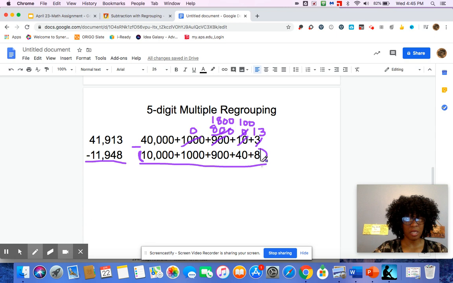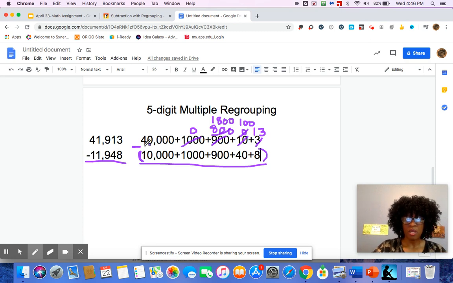We have 13 minus 8, we can do that. 100 minus 40, we can do that. 1,800 minus 900, we can do that. So let's check our thousands place. We have 0 minus 1,000. Yet again, we can't do that. So we're going to go over here. I hope you can see visually how this plays out.